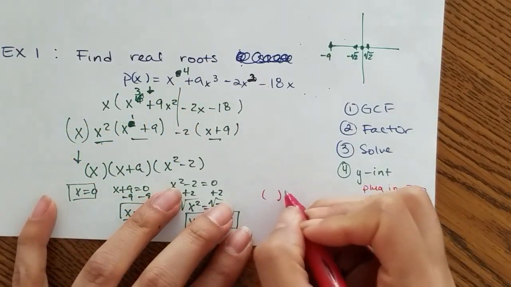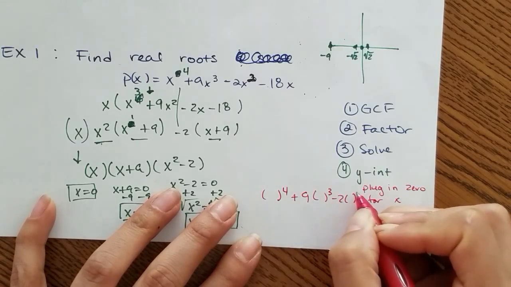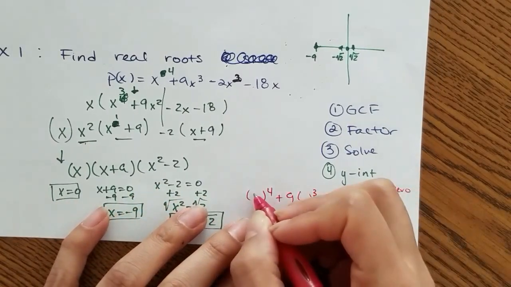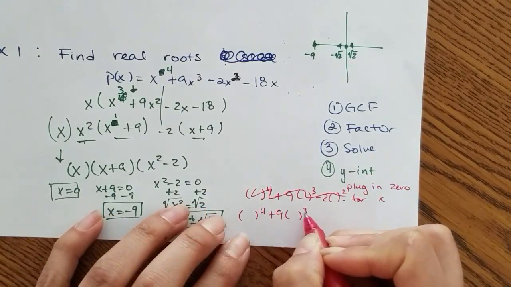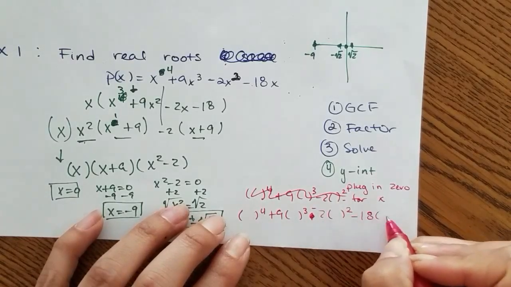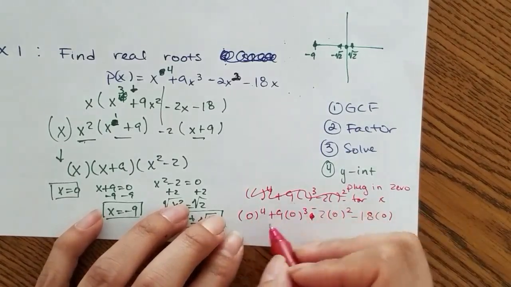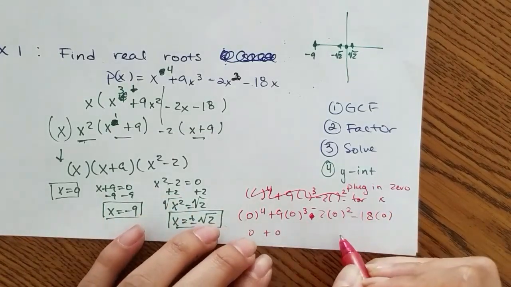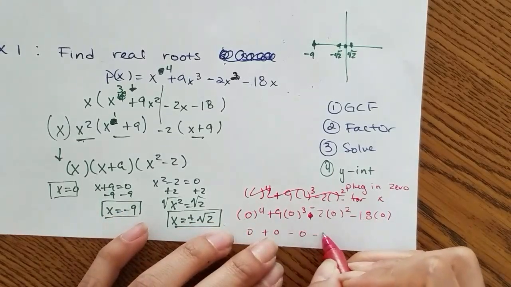So I have x to the 4th plus 9x cubed minus 2x squared minus 18 times x. So I plug in 0 here, here, here, and here. Well, 0 to the 4th is 0. 9 times 0 cubed is 0. 2 times 0 squared is 0. And then 18 times 0 is also 0.